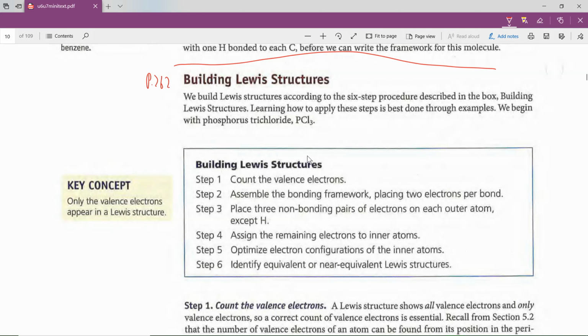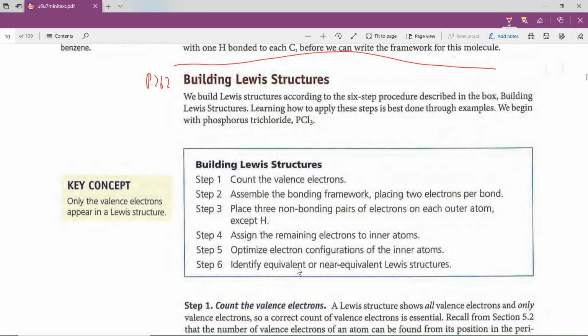So we build Lewis structures according to a 6-step procedure. Count the valence electrons, assemble the bonding framework, which I also call a skeleton, placing 2 electrons per bond, place 3 non-bonding pairs on each outer atom, assign the remaining electrons to inner atoms, optimize to satisfy the octet rule, and then look for equivalent or near equivalent Lewis structures. There's also something called formal charges, which is going to help us decide what our best Lewis diagrams can be.